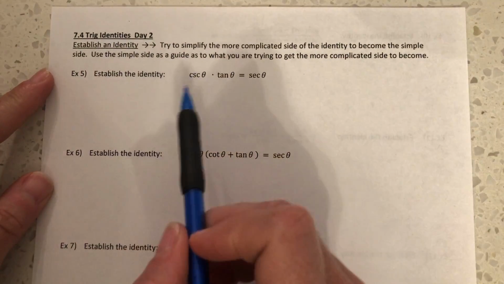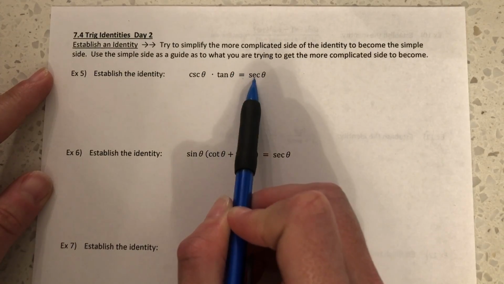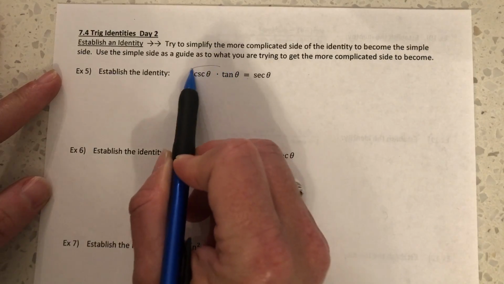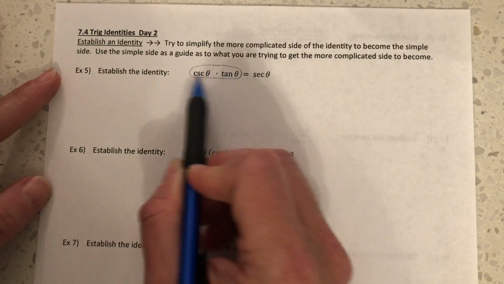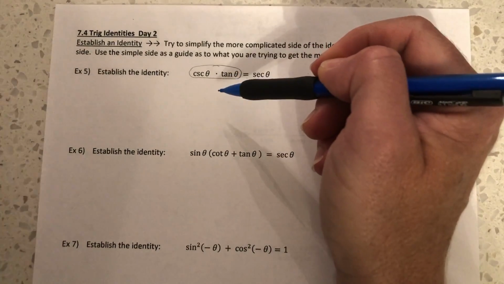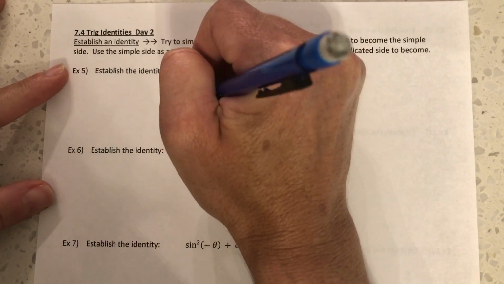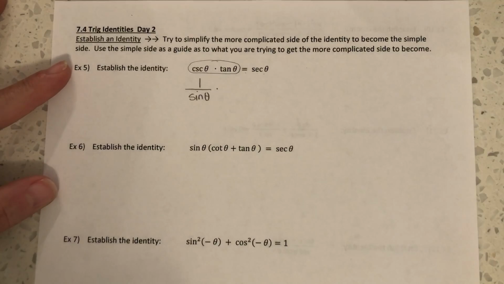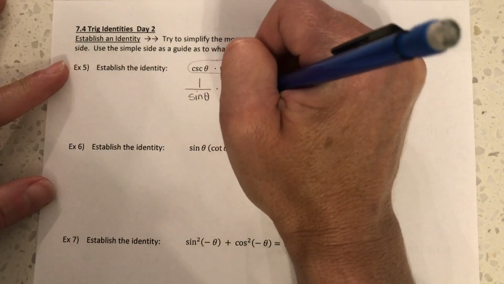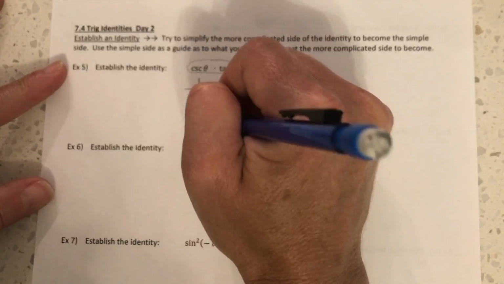Establish the identity. They want you to prove that cosecant theta times the tangent of angle theta is always equal to the secant of that angle. So technically, this is the more complicated side, so we're going to try to get this side to become the right side. We're going to turn this into secant theta. This is a pretty simple one. I think just rewriting things in terms of sines and cosines should get the job done. So cosecant theta is 1 over sine theta, and then you're multiplying it with tangent theta, which is sine theta divided by cosine theta. Your sine thetas will cancel out, and you'll be left with 1 over cosine theta.